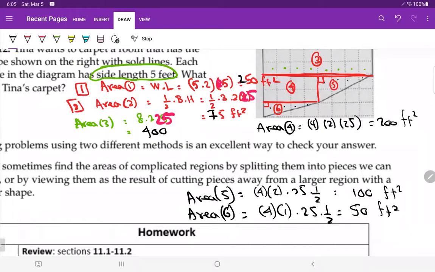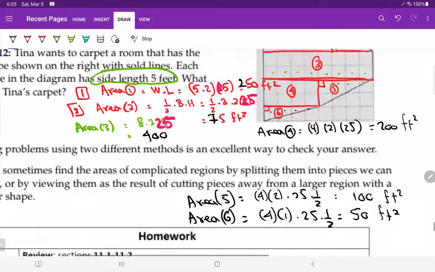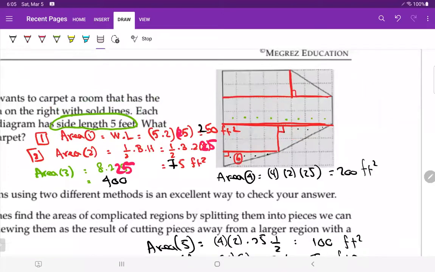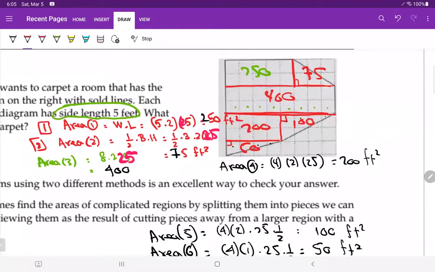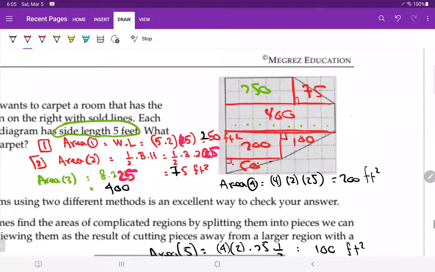I got, Sarah says 1075. Let's see. So all of the areas, let's add them. The first one, I got 250. Second one, I got 75. Third one, I got 400. This is 200. This is 100. This is 50. So what is the total? 1075. So the total is 1075. Correct. Okay, we got the same answer.